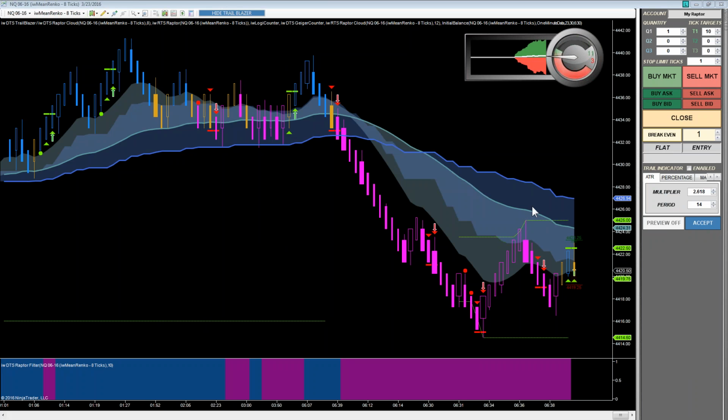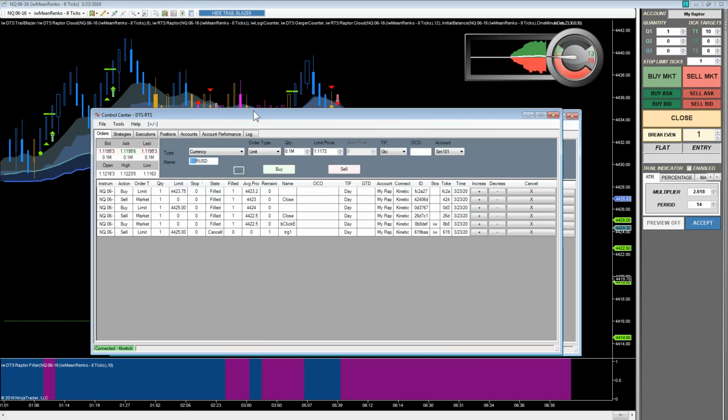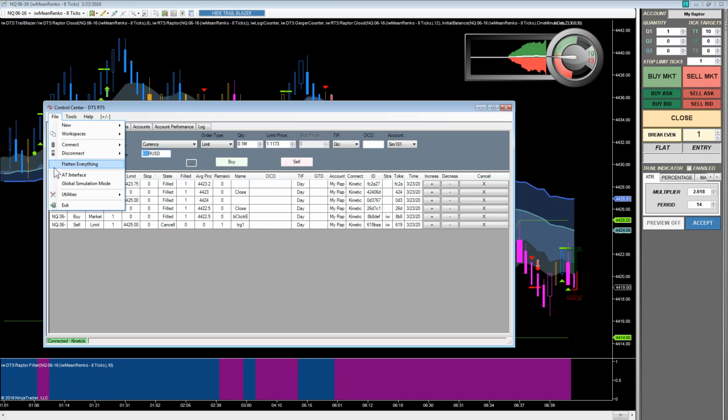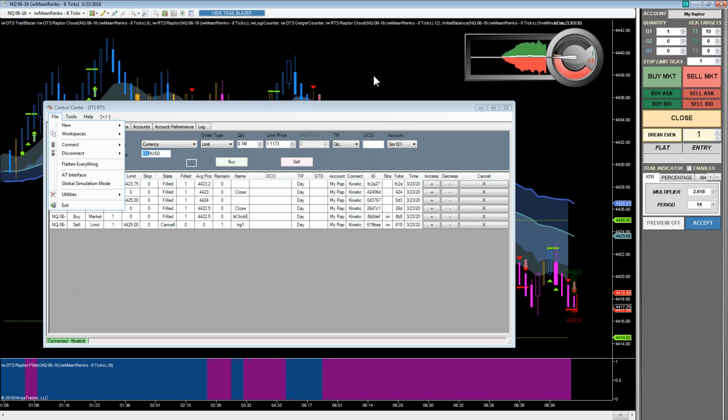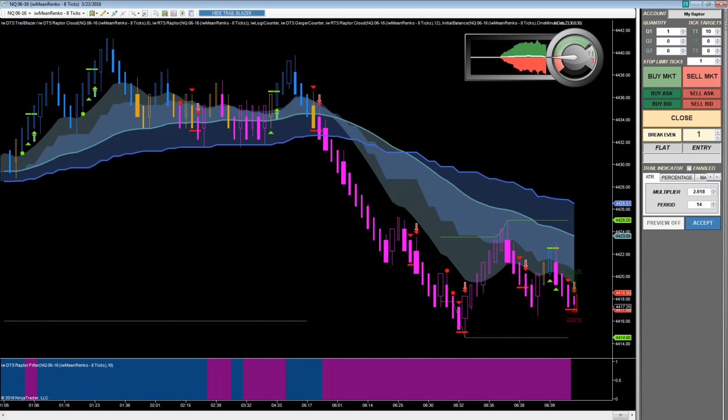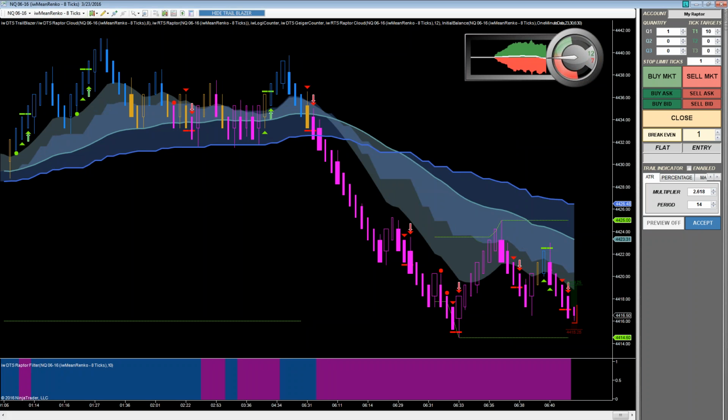If you do happen to refresh your screen and lose your orders, to be safe, I would still go to my control panel and I would flatten everything. I would make sure that I was flat, regardless of what you see going on the screen. I think that's very important. All right. Good question, though. Very good question. I don't think I've ever had anybody ask that.